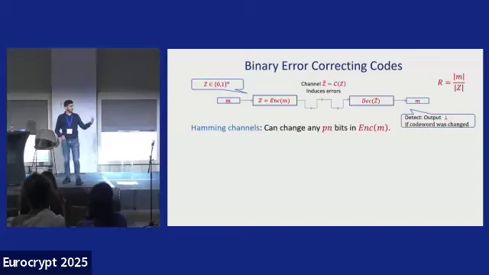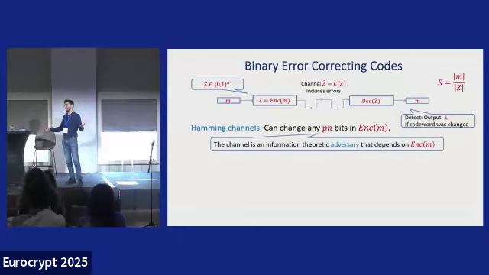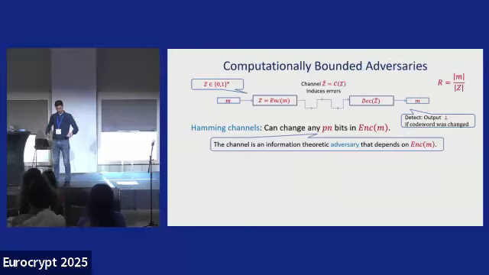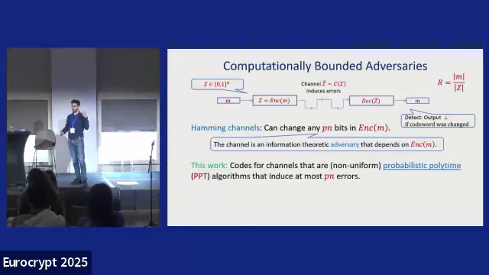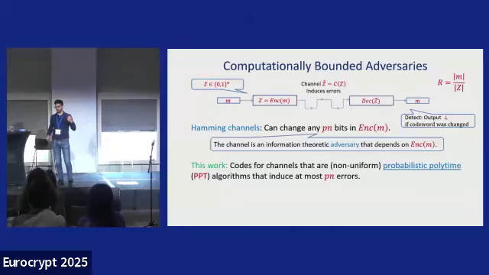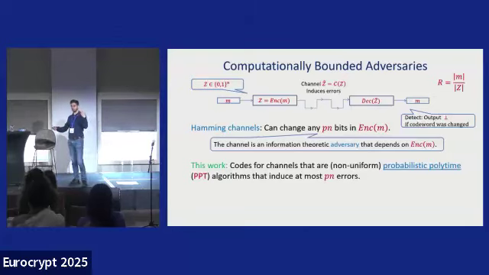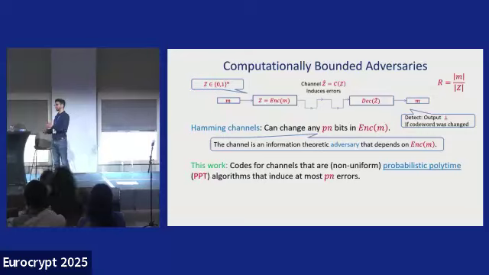Now, classically, error correcting codes are studied in the Hamming channels. That is to say that the adversary can change any p fraction of the positions of the code. And this is an information theoretical adversary, right? The only limitation is the amount of error it can induce. However, in this work, we're going to consider computationally bounded adversaries. By this, I mean the channel is a PPT algorithm, or possibly, or hopefully, a non-uniform PPT algorithm that can change any p fraction of the positions. So we have two limitations: the computational power of the channel and the amount of error it can induce.